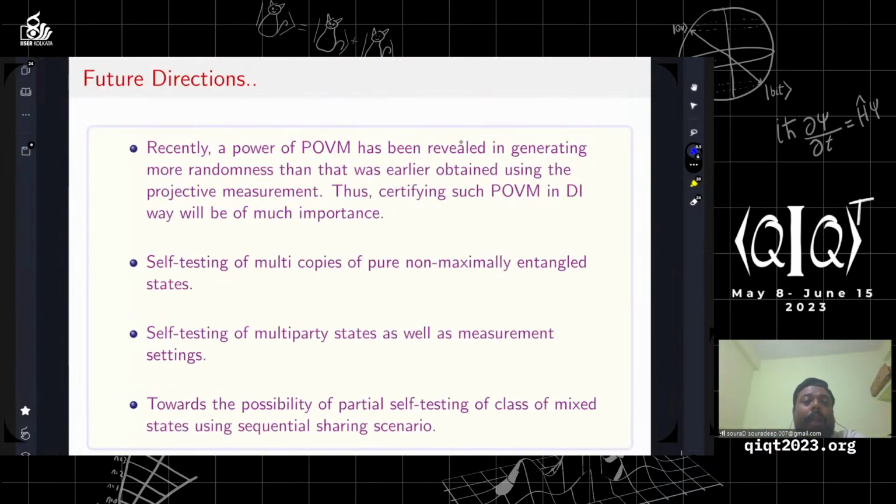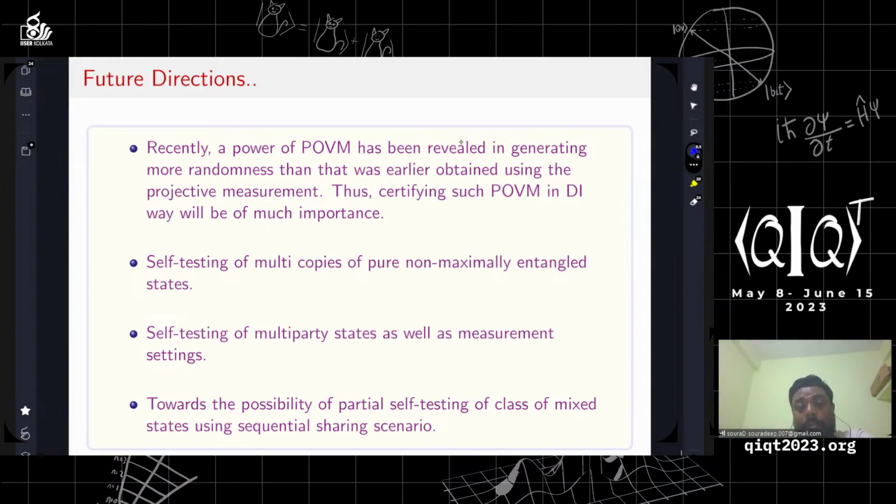Now, many things can be done from here. Recently the power of POVMs has been revealed in generating more randomness than was earlier obtained using projective measurements. So certifying such a POVM class in a device-independent way will be of much importance. Also, self-testing of multiple copies of pure non-maximally entangled states: whether we can propose a general class of tilted Bell inequalities to have multiple copies, because there are some information processing tasks where it has been shown that pure non-maximally entangled states give more advantage than the maximal one.